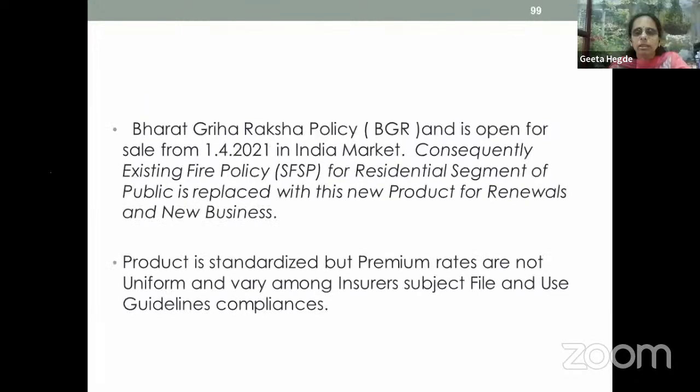Bharat Griha Raksha policy is open from 1/4/21. That is the same. Consequently, the existing fire policy SFSP for the residential segment of the public is replaced with a new product for new business or for renewals. Only previous policies continue till expiry. The product is standardized, but premium rates are not uniform and vary among insurers.